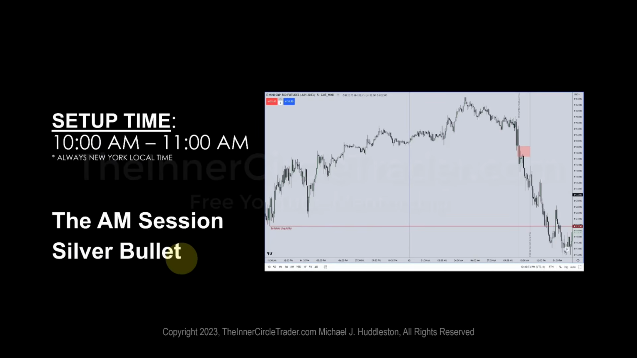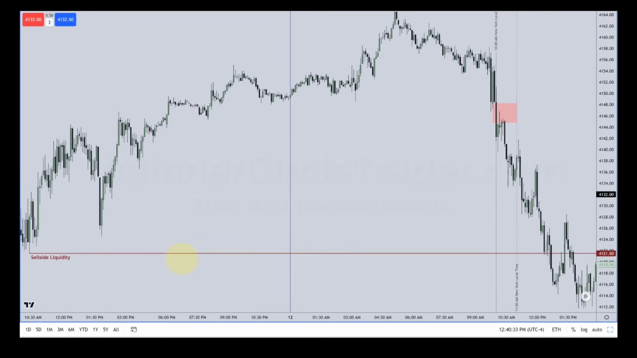All right, the second one in our continuing list of ICT silver bullet setups is the AM session. Now this one is focusing on the 10 a.m. to 11 a.m., always New York local time. And let's take a closer look at this one now. Okay, so we are looking at the E-mini S&P once more. And the idea is between 10 a.m. New York local time and 11 a.m. we wait for when the market's bearish.